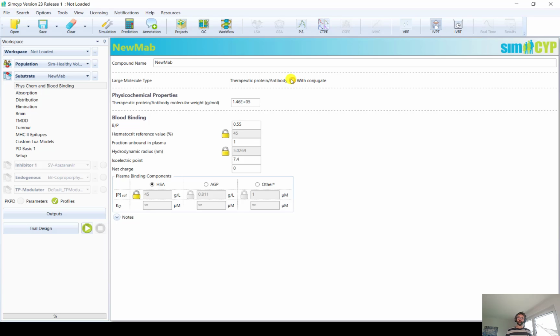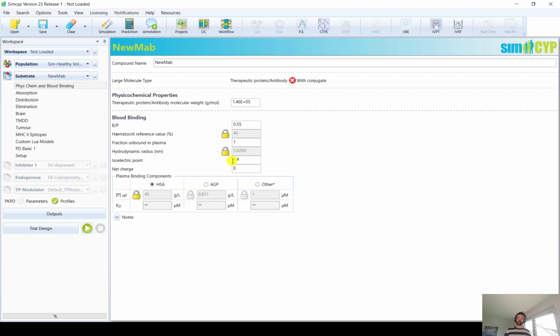One of the most important parameters is the molecular weight. So we need to get the molecular weight right for the protein that we want to simulate, because there's a difference if you're looking at a small protein like enfuvirtide, or a large monoclonal antibody. They will have a different distribution and a different clearance behavior, and this is predicted by the molecular weight, or to be more precise, by the hydrodynamic radius. And you can see the hydrodynamic radius here on the PhysChem screen. This is a very important parameter, often not measured, and therefore we have an empirical relationship with molecular weight.